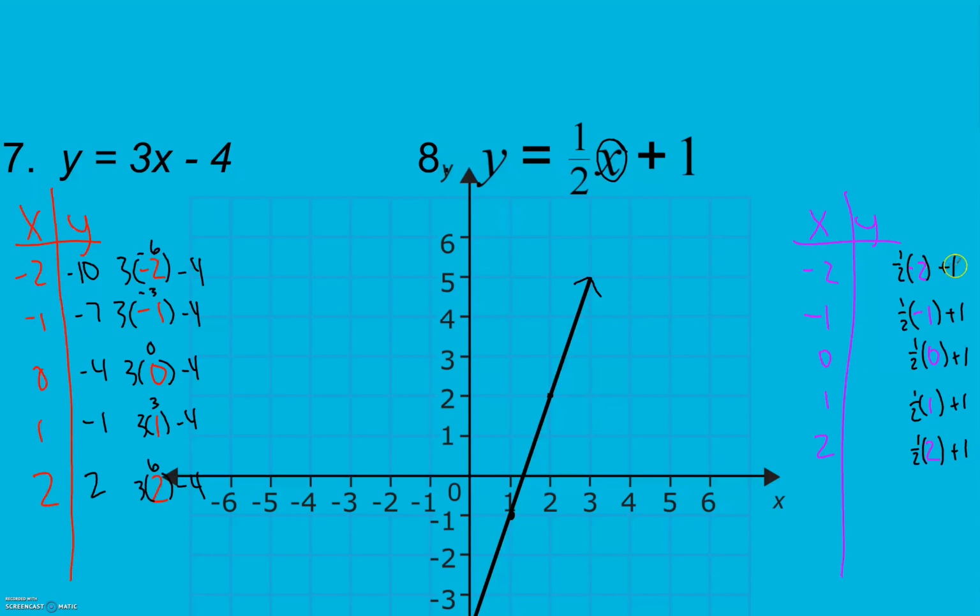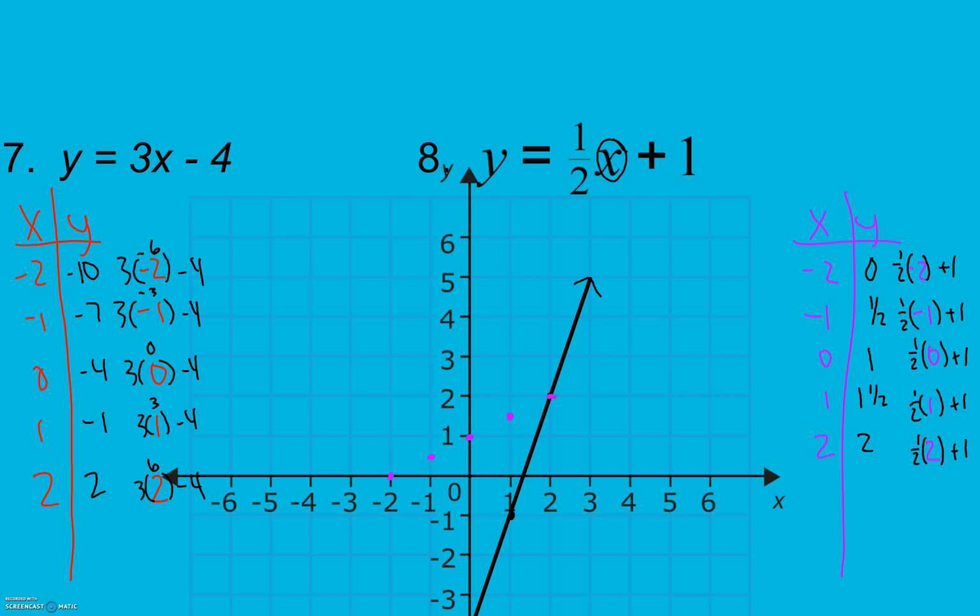Half of -2 is -1 plus 1 is 0. Half of -1 is -half plus 1, half. 0 plus 1. Half times 1 is half plus 1, gives me 1.5. And half times 2 is 1 plus 1 is 2. So here, at negative 2, I have 0. Negative 1, I have a half. 0, 1. 1, 1.5. 2, 2.